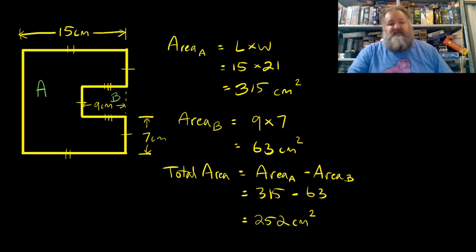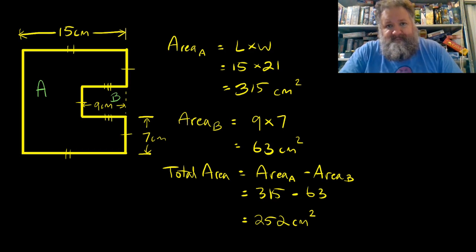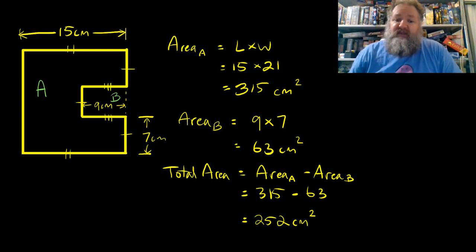So composite shapes, to solve them, you need to identify the component parts. You need to then name the parts, A, B, C, whatever. You then need to work out the area of each of those parts and then bring it together in a section where you conclude with the total area, whether you're adding parts, taking away parts, all of those different things. Okay, so that is how you find the area of composite shapes.